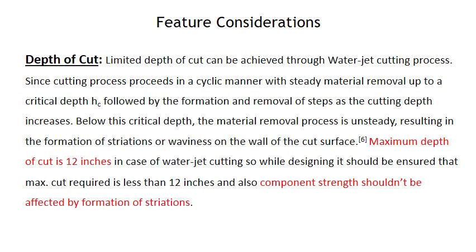Considering the features, that is depth of cut, very limited depth of cut can be achieved through the water jet cutting process. The cutting process proceeds in a cyclic manner with steady material removal up to a critical depth, followed by formation and removal of steps as the cutting depth increases. Because of this critical depth, the material removal is unsteady, resulting in formation of striations or waviness on the wall of the cut surface. So the maximum depth that can be cut using a water jet is just 12 inches. So while designing, it should be ensured that the maximum cut depth required is less than 12 inches, and also the component strength should not be affected by formation of striations on the surface.